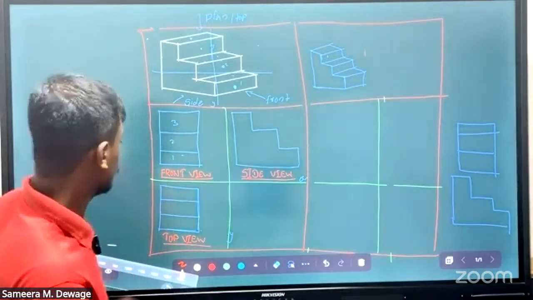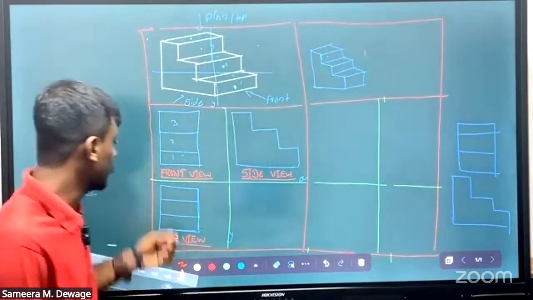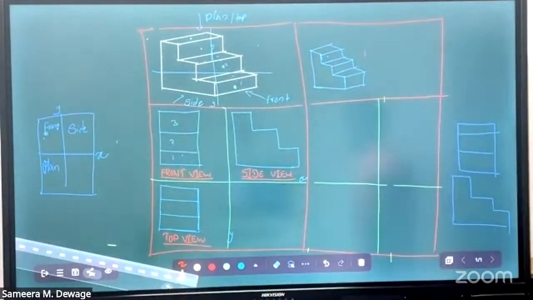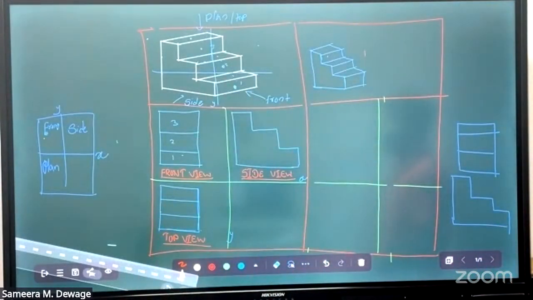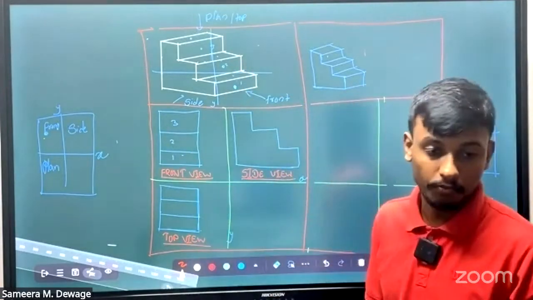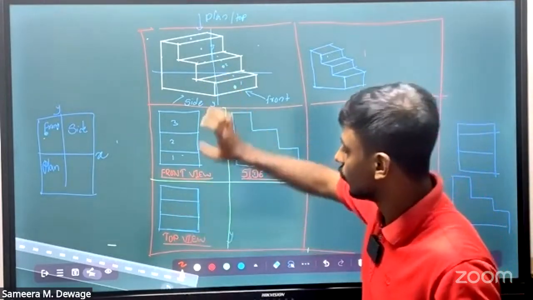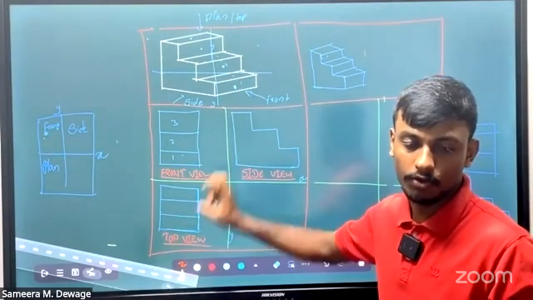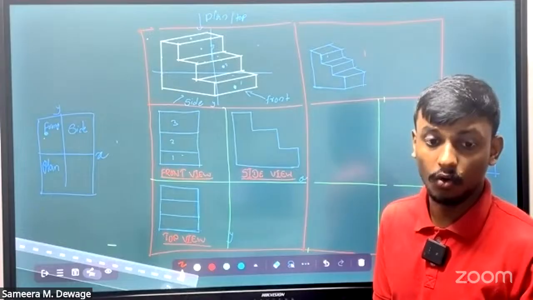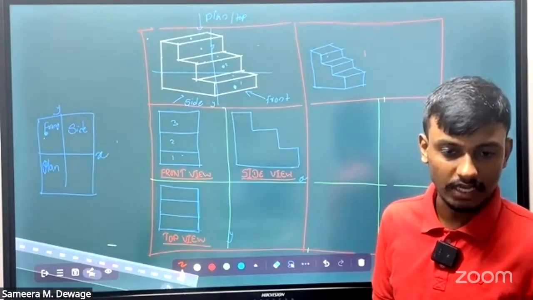Right. Always you need to write by using capital letters, right? The front view, side view, and top view. Okay. Got it? So this is your front view and side view, top view. This is your top or plan view, right? Always this plan view or top view is located below the front view. This is a rule. Okay. Got it.